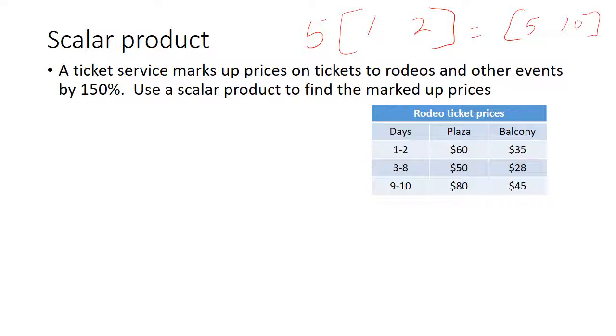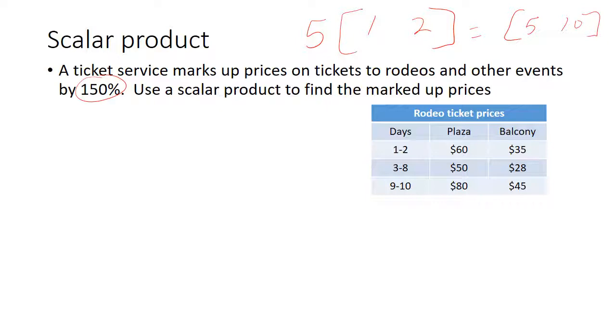And a lot of times they would be used in applications where you're selling something, a service or a product, and you mark that up. The markup is going to be the scalar that changes everybody's prices. So in this problem right here, we have that a ticket service is selling tickets to the rodeo. What they do is they take the tickets and they increase the price by 150%. And so we're going to find the new marked up prices.